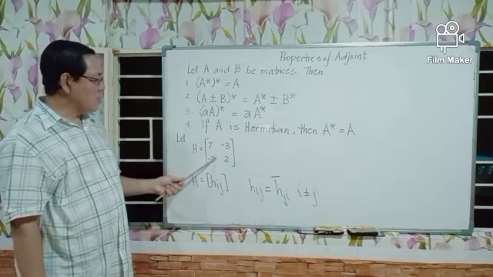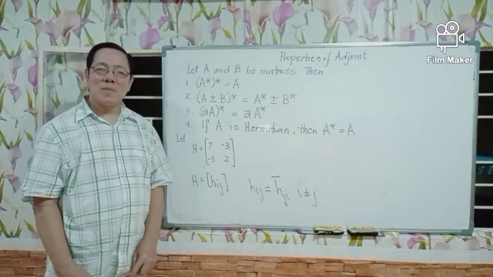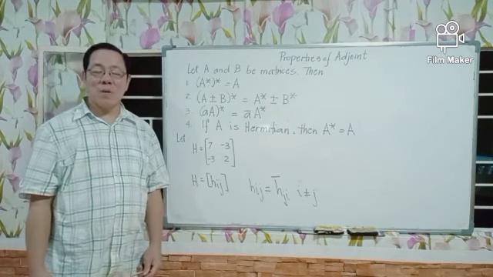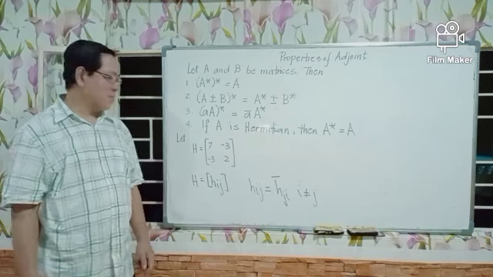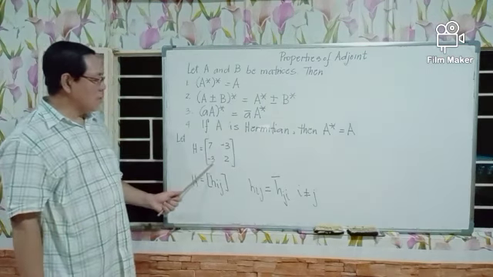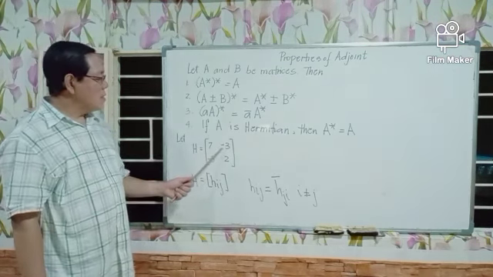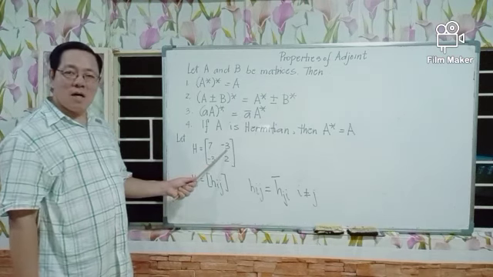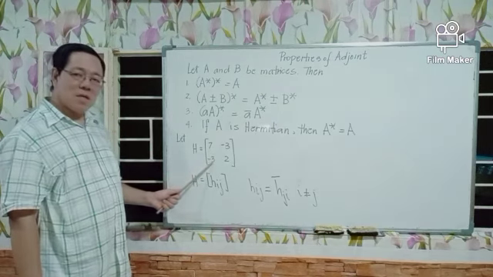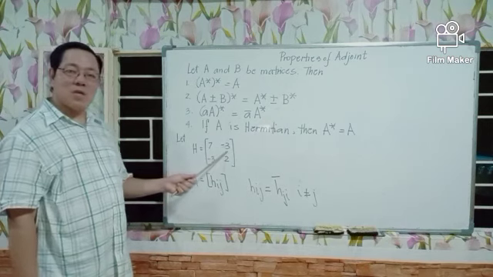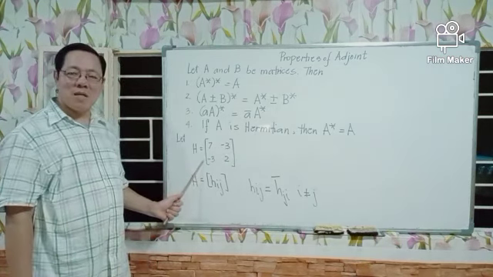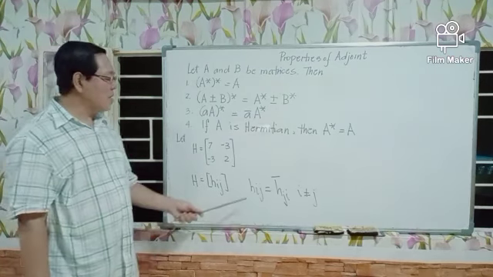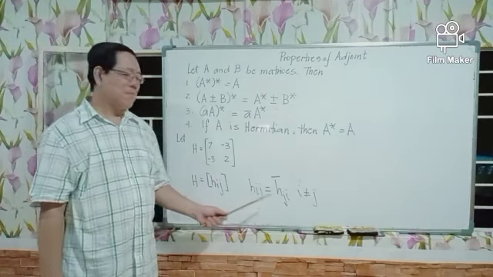So we only need to check those entries in the given square matrix, ij, for i not equal to j. And we have seen that this is the complex conjugate of minus 3, and minus 3 is also the conjugate of this entry. So this is a Hermitian matrix. It is a square matrix and it satisfies this property.